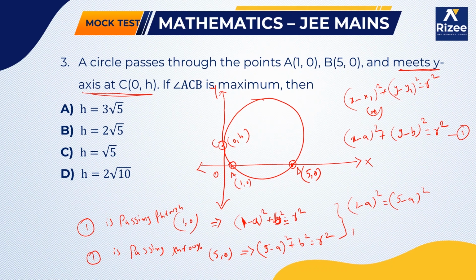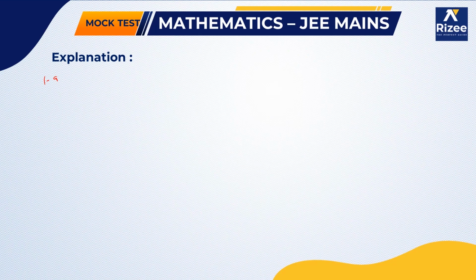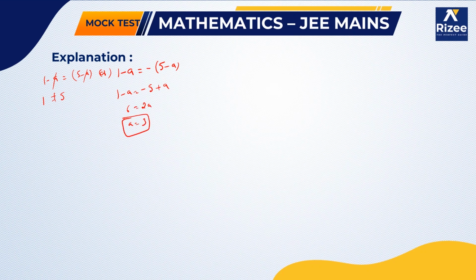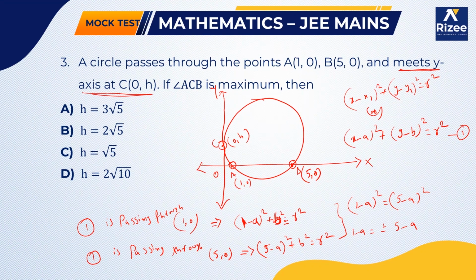From this, 1 minus a can be written as plus or minus (5 minus a). First, taking 5 minus a: 1 minus a is equal to 5 minus a. On both sides minus a gets cancelled, so 1 is not equal to 5. In this case, this is not possible. Then 1 minus a is equal to minus (5 minus a), which gives 6 is equal to 2a, so a is equal to 3. Substitute a equal to 3 in equation 1.